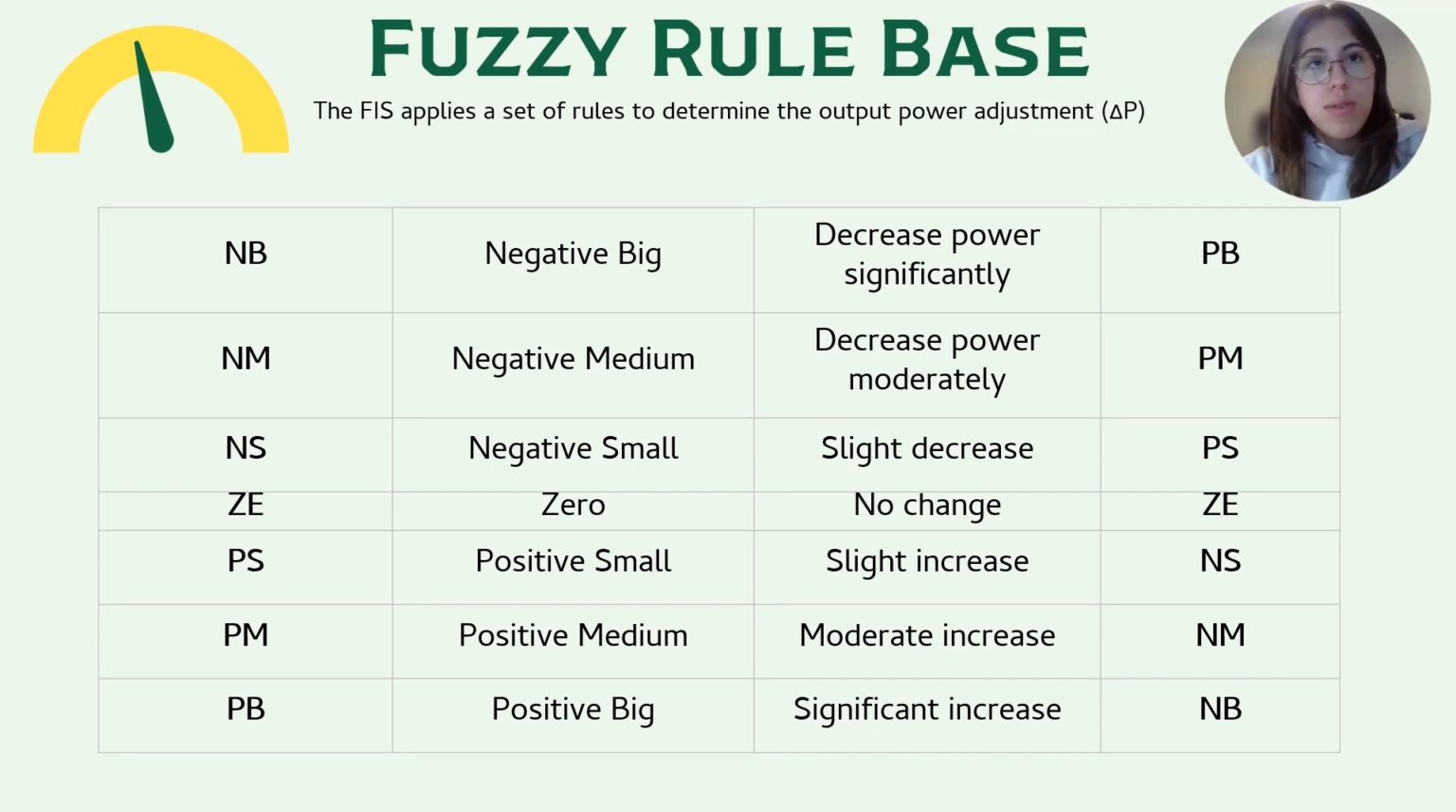There's NB, which means negative big, so we would significantly decrease the power, or NM, where we'd moderately decrease the power. And if it's 0, no change. And then also in the reverse, if it's positive medium, we'd moderately increase the power. Each input is assigned a membership function, which is represented by a triangular function. Then the corresponding output membership functions will determine the necessary power adjustment.